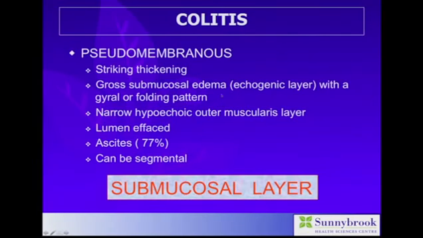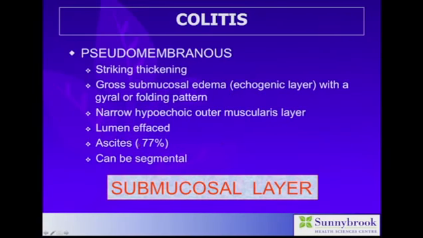There's gross submucosal edema, so that this echogenic layer is markedly thickened. It's thrown up into a gyral or folding pattern, which is the ultrasound equivalent of the thumbprinting that we so often see on plain film. In addition, that outer hypoechoic muscular layer is often extremely narrow, in contrast to patients with diverticular disease. The lumen will often be effaced in these patients. They may have ascites, but otherwise the pericolonic inflammatory change is relatively minimal despite the quite marked bowel wall thickening.